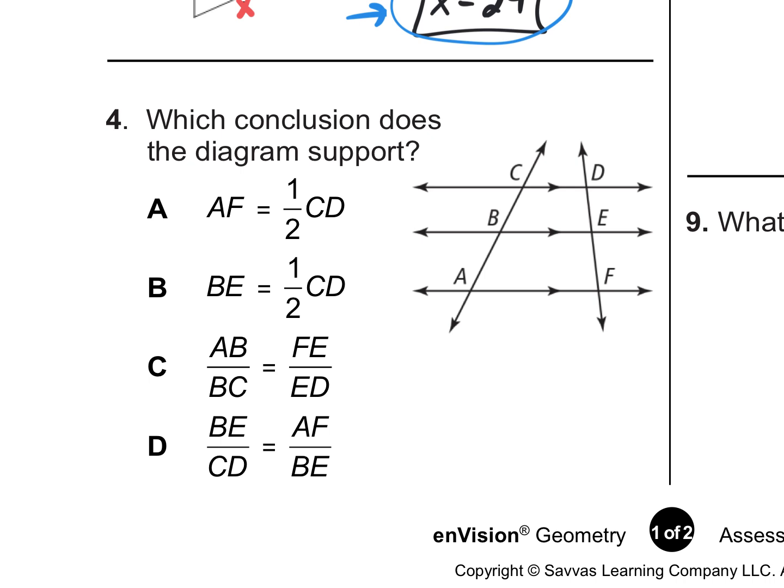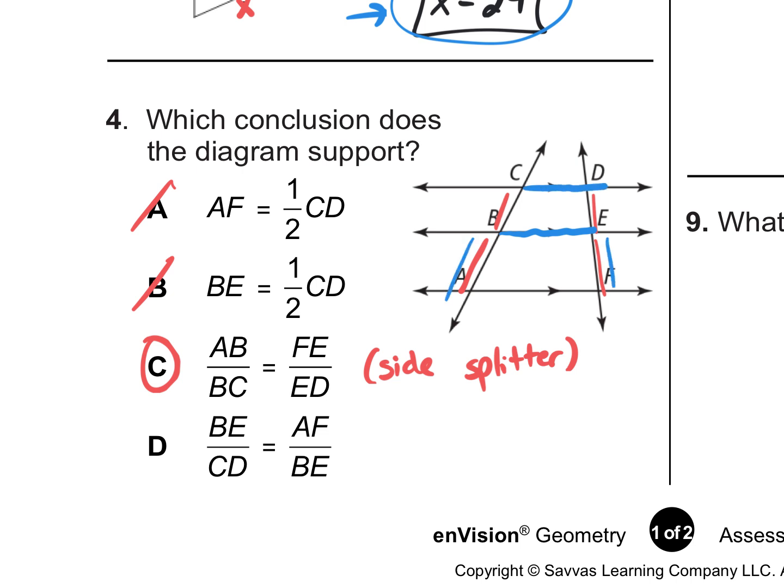AF is half of CD. True or false? That's already false because CD is already smaller, so that doesn't make sense. BE equals half of CD. Again, that doesn't make sense either because CD is already smaller. C, AB over BC equals FE over ED. That is true, right? That's our side splitter theorem that we talked about. That's the one we use the most, especially with parallel lines. And then this last one, just to double check, it says BE over CD equals AF over BE. There's nothing we talked about that relates to that, so D is not our option either.